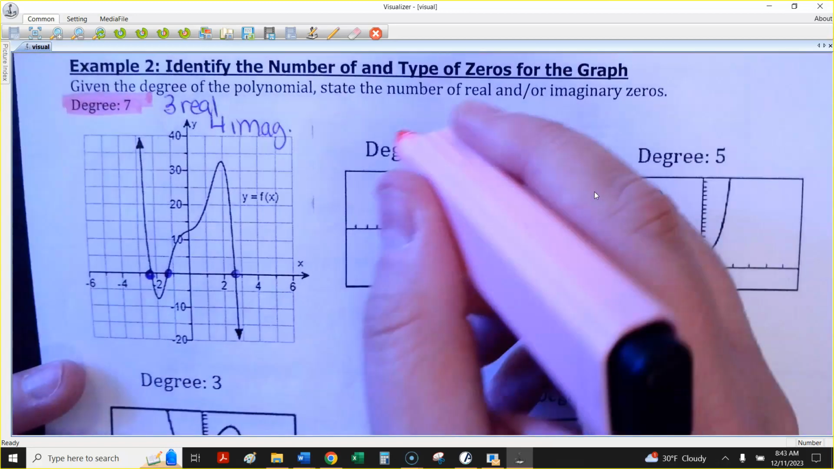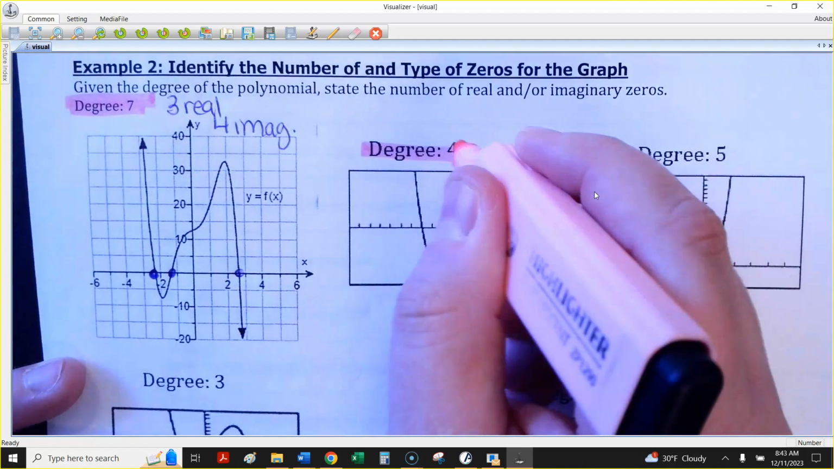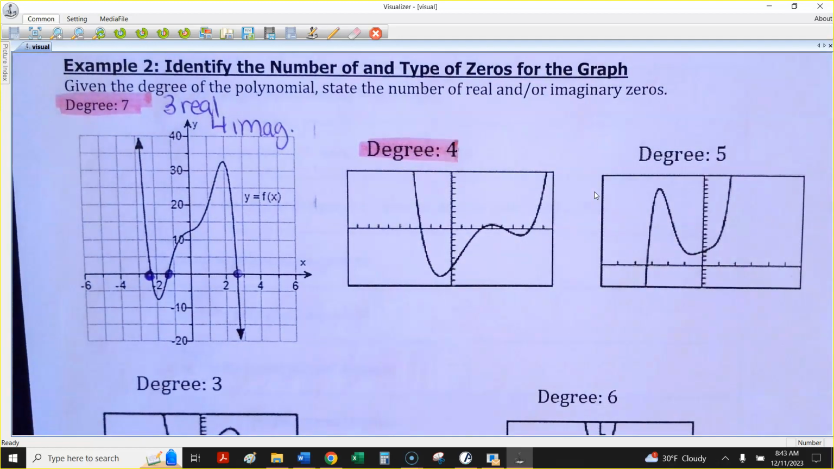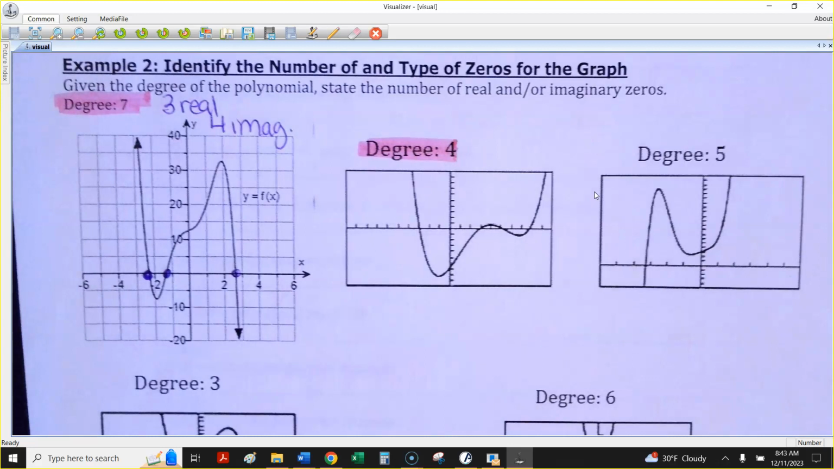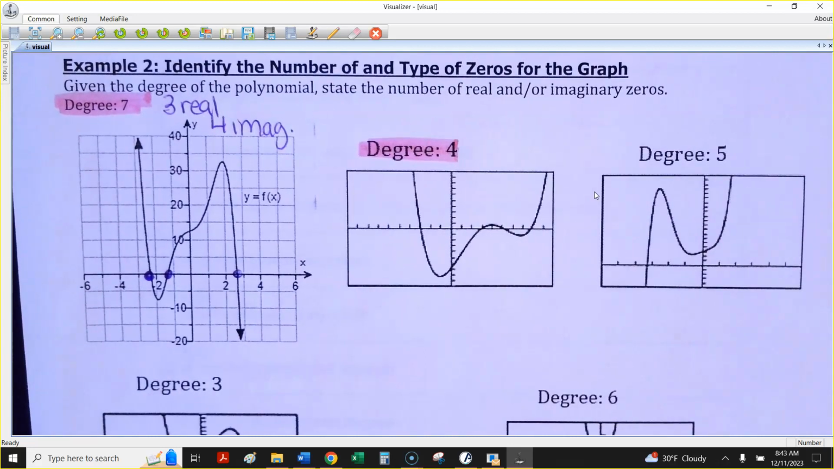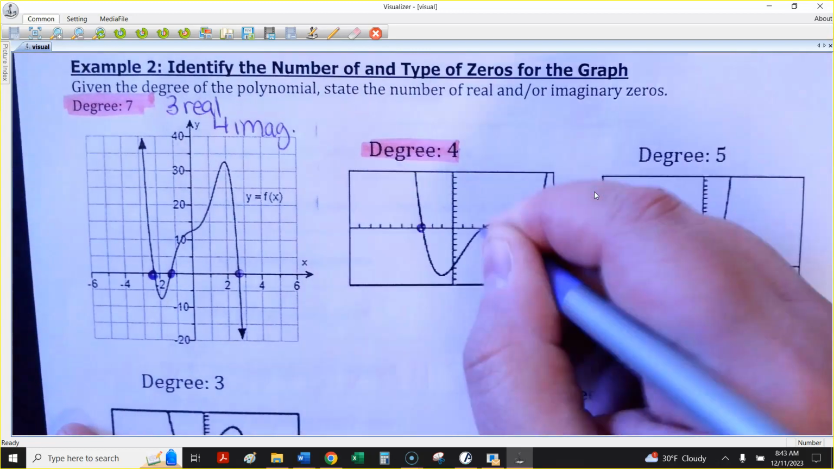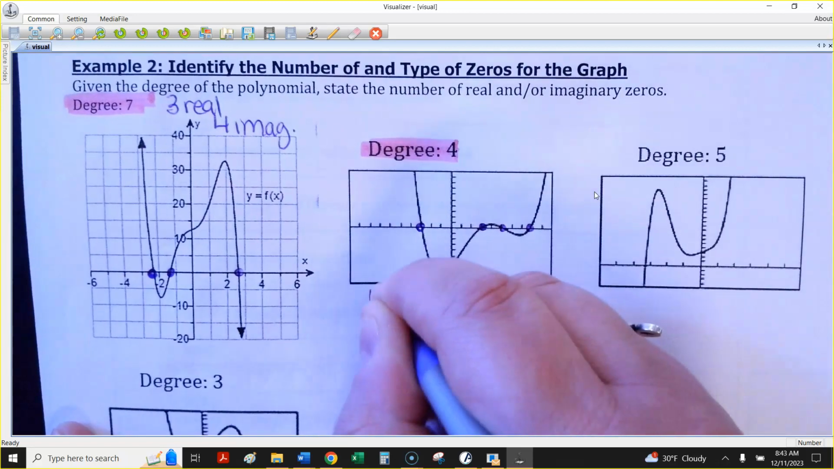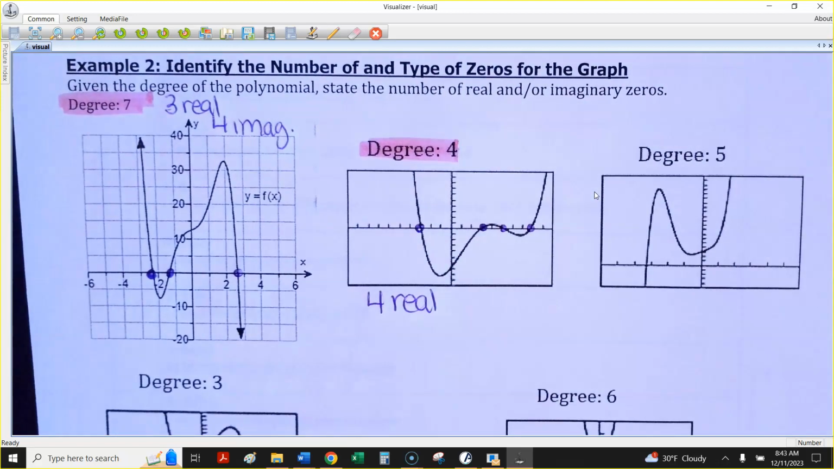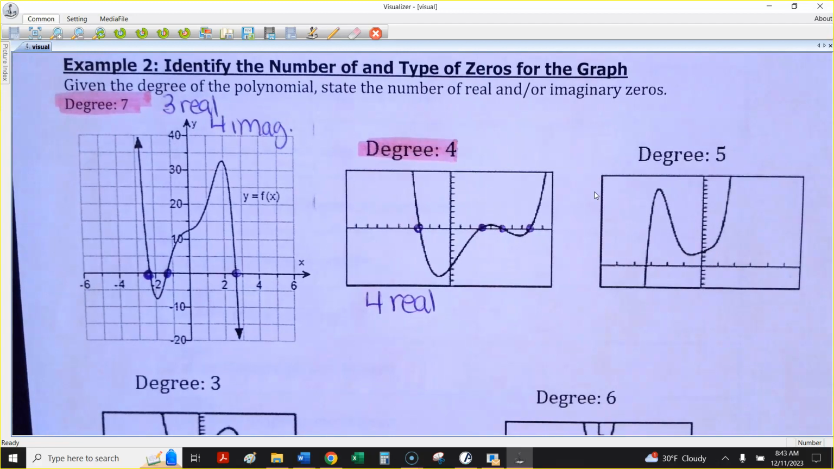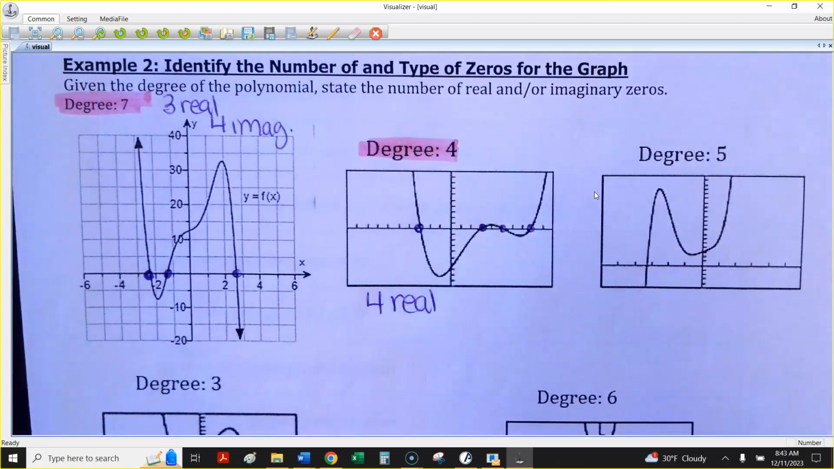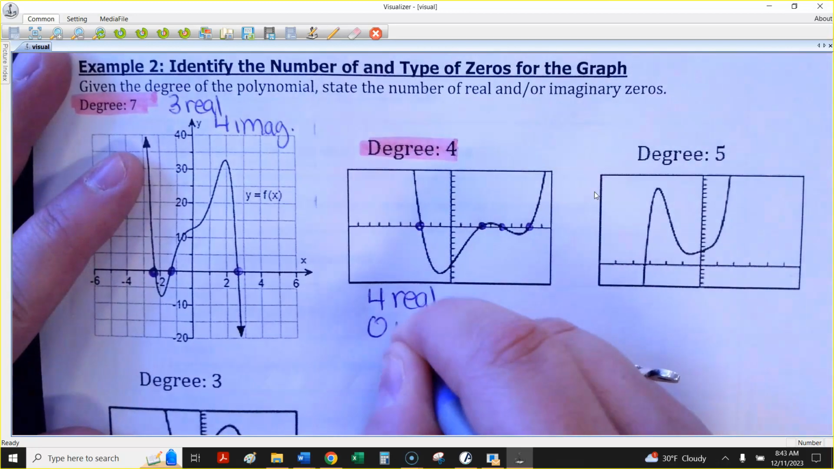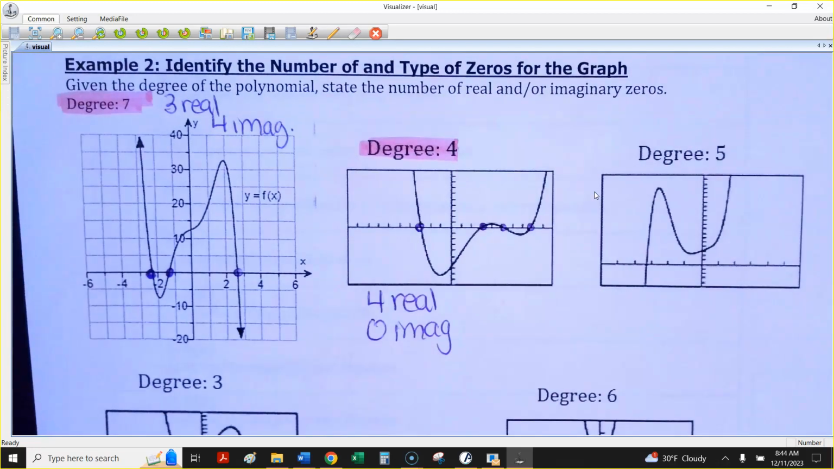Okay, now this one in the middle says it's 4th degree, so it'd be quartic. How many zeros can you see on that graph? All 4 of them. Yep. They're really close together here, but there are 4 real. How many imaginary do I have then? It's 0. If all 4 of them are on the graph, this would be 0 imaginary in that scenario.